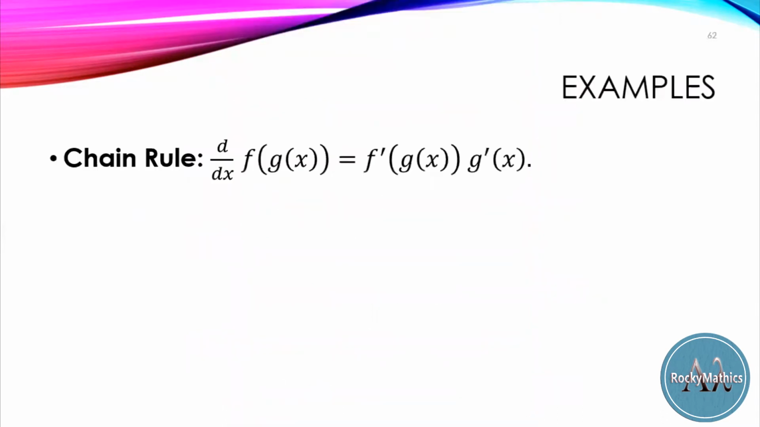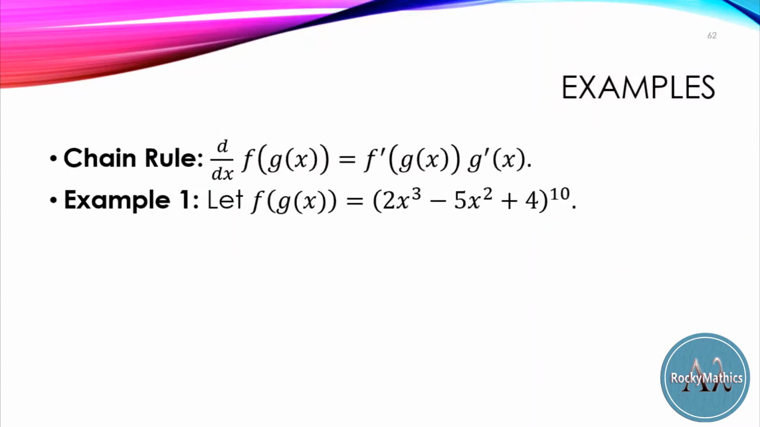Okay, example. Our example is let f of g of x be equal to the quantity 2x cubed minus 5x squared plus 4, raised to 10. As you can see, this is a composite function. Why? Because we can let our f of x be x raised to 10 and our g of x be equal to the function that is inside x raised to 10, let's say 2x cubed minus 5x squared plus 4. So this is a composite function. Now, since this is a composite function, we can use the chain rule.